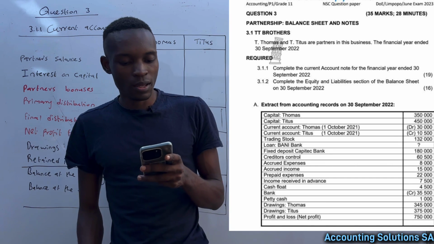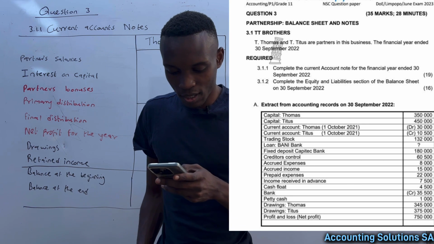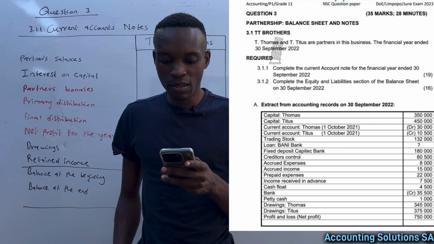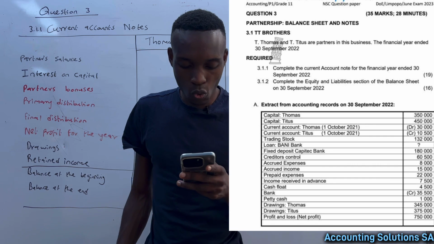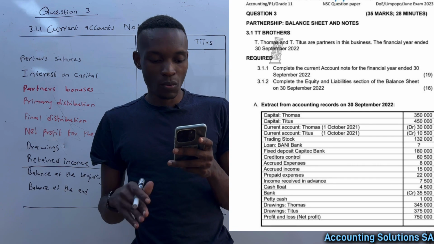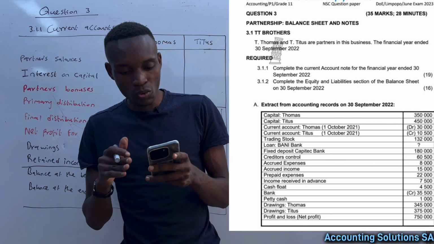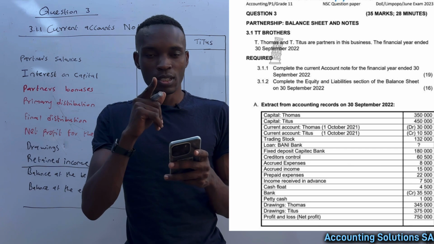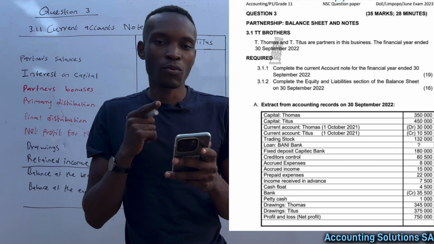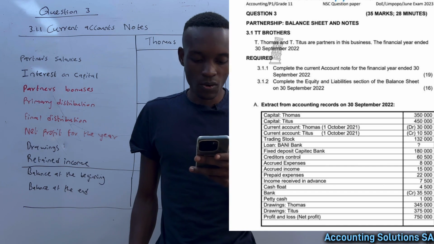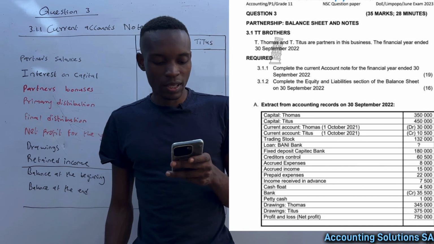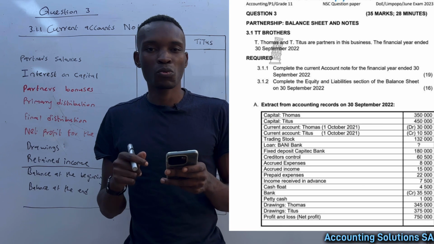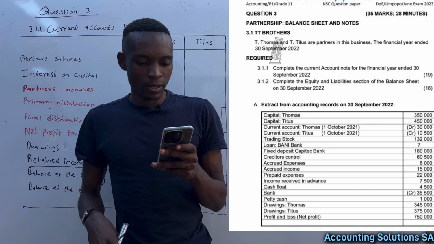They said that this company is TT Brothers, and T Thomas and T Titus are partners in this business. The financial year end is 30 September 2022. Question 3.1.1, 19 marks, is the one that we are going to do. They said complete the current account note for financial year end 30 September 2022. You need to check the comment section if you want to watch 3.1.2, the balance sheet of this question. Now we are given the first extract, which is from the accounting records on 30 September 2022, which is our year end.